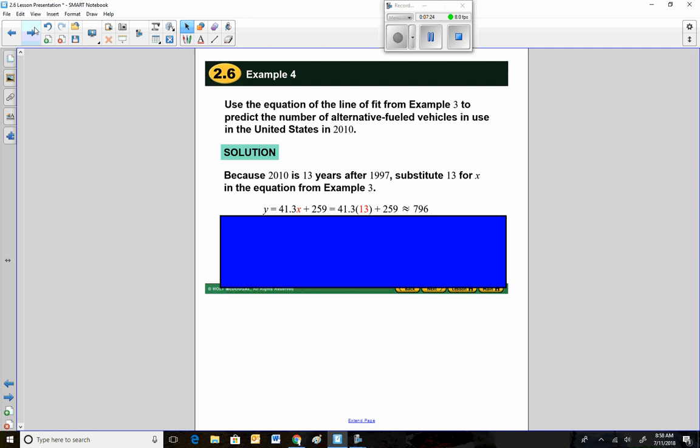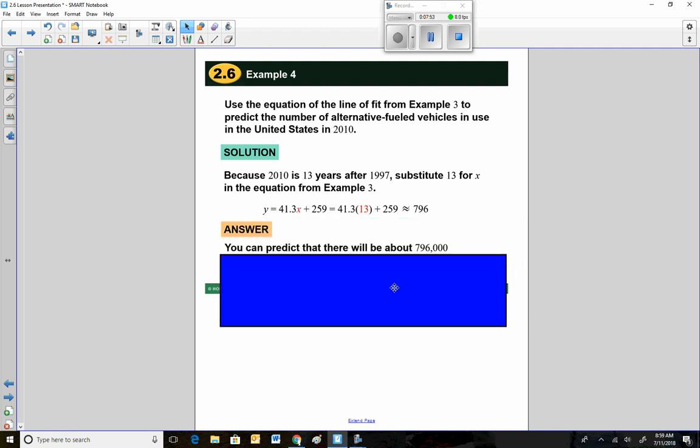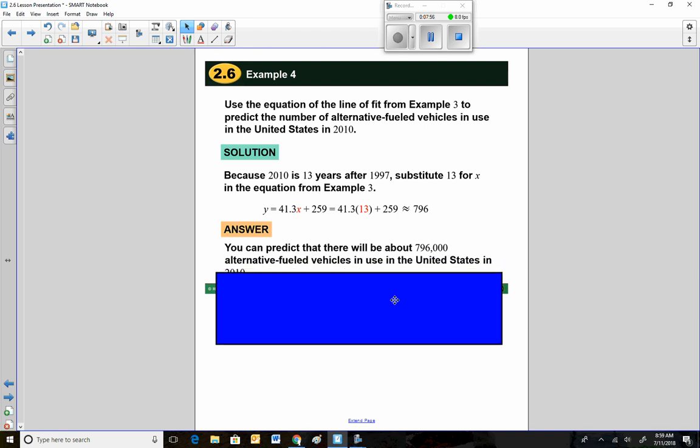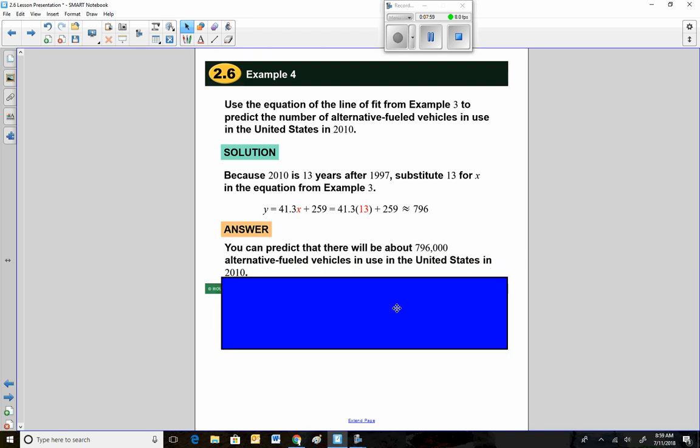All right. Final example here. Use the equation of the line of fit from example 3 to predict the number of alternative fueled vehicles in the U.S. in 2010. So this was the equation that we came up with, right? y equals 41.3x plus 259. And because 2010 is 13 years after 1997, we substitute 13 in for x. And we get 796. So you could predict that 796,000 alternative fuel vehicles will be in the U.S. in 2010. Obviously, this is pretty old stuff.